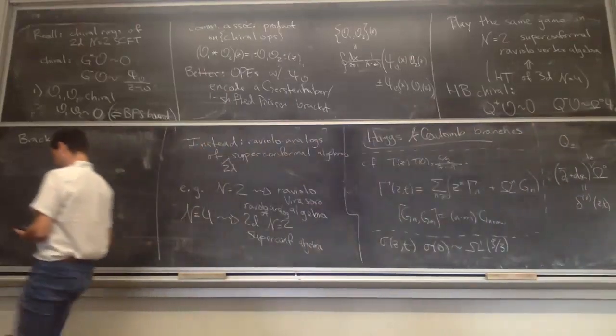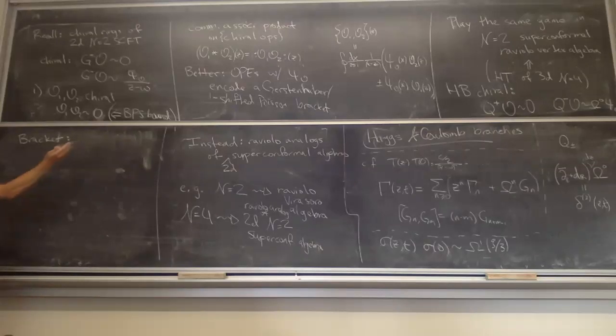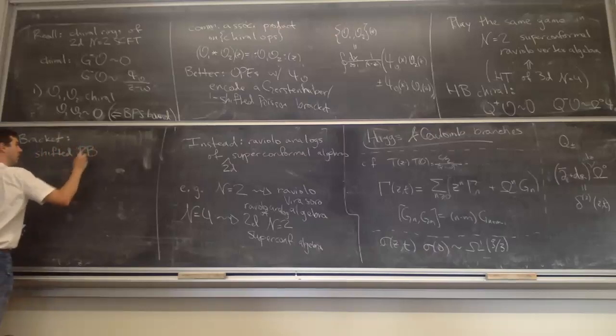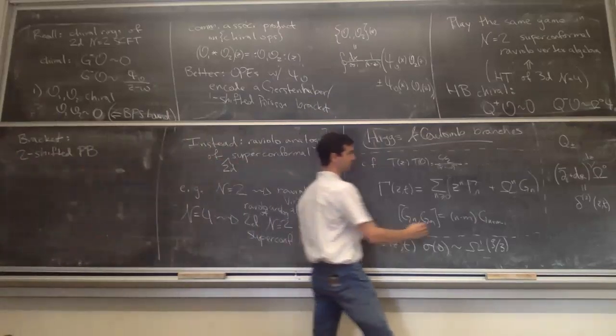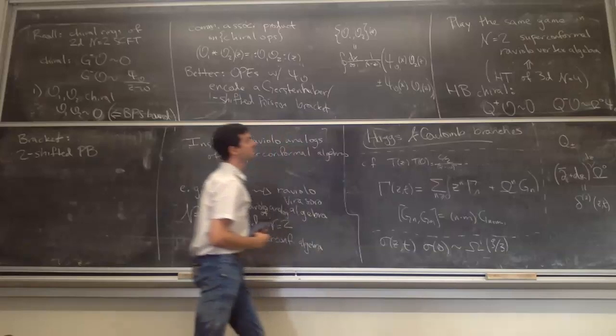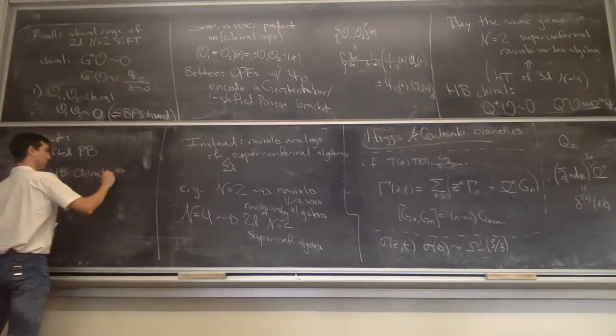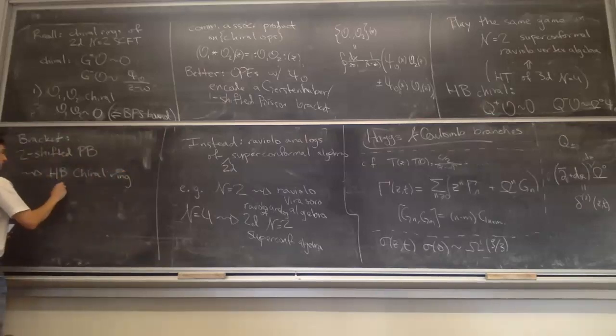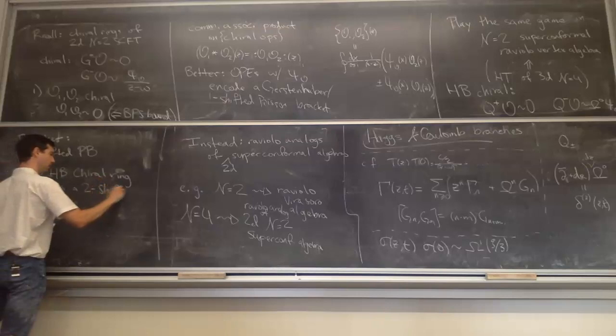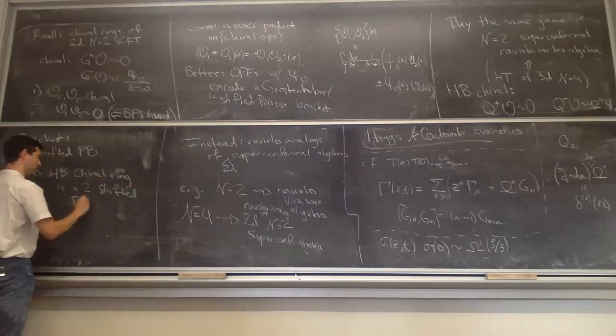Okay, so surprise, surprise, the bracket we get is again a shifted Poisson bracket. But now it's two shifted because our omega 0 terms are shifted in cohomological degree by 1. So we get a 2-shifted Poisson bracket. So at the end, we find that the Higgs branch chiral ring is a 2-shifted Poisson algebra.